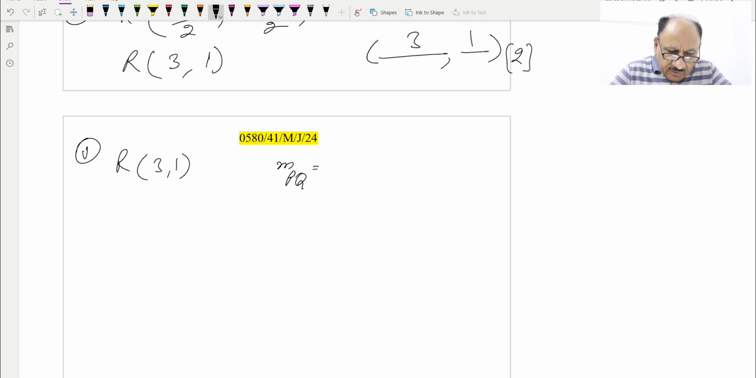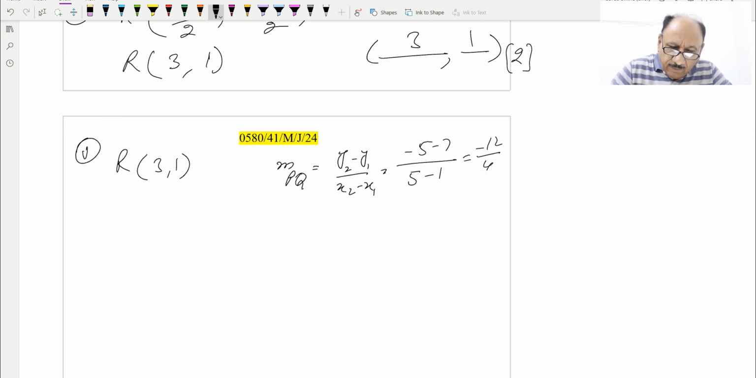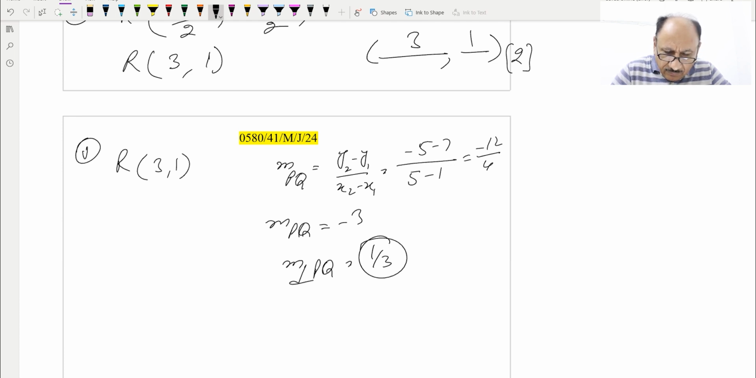So gradient of PQ we can find y2 minus y1 over x2 minus x1, which is the gradient formula, and minus y minus 7 divided by 5 minus 1, which is equal to minus 12 over 4, which is equal to minus 3. So we got gradient of PQ is minus 3. So gradient of perpendicular of PQ will be equal to reciprocal and change sign. So this will be 1 by 3.